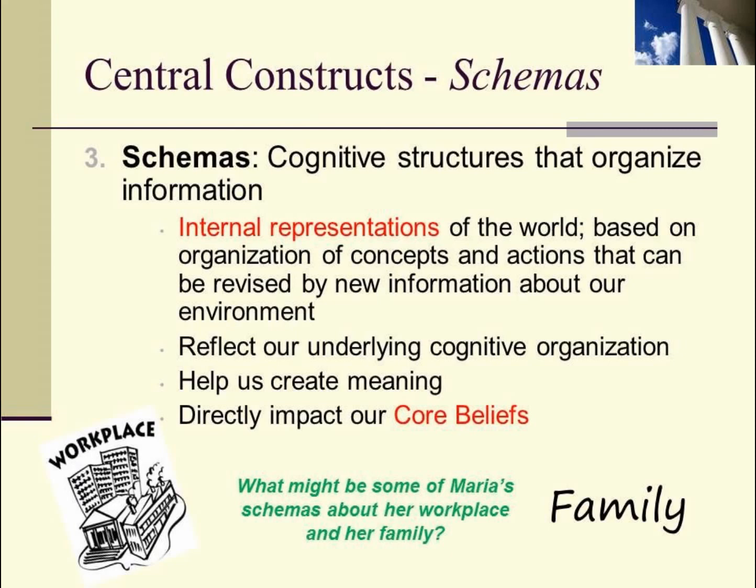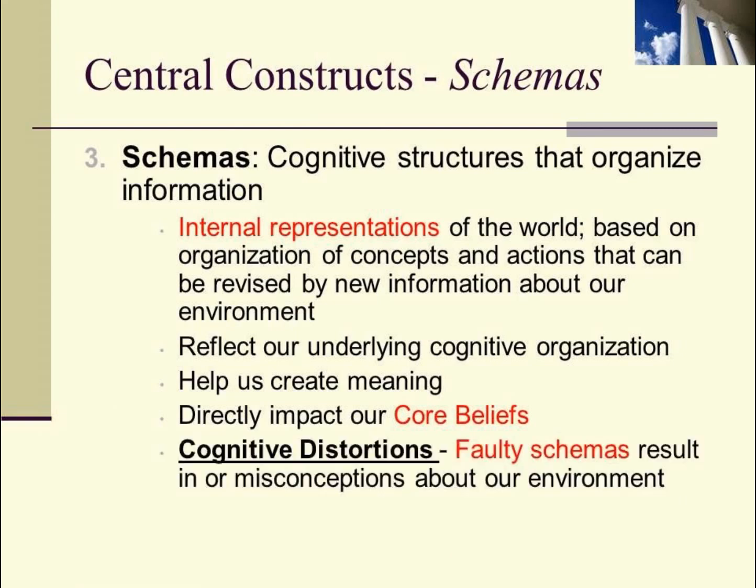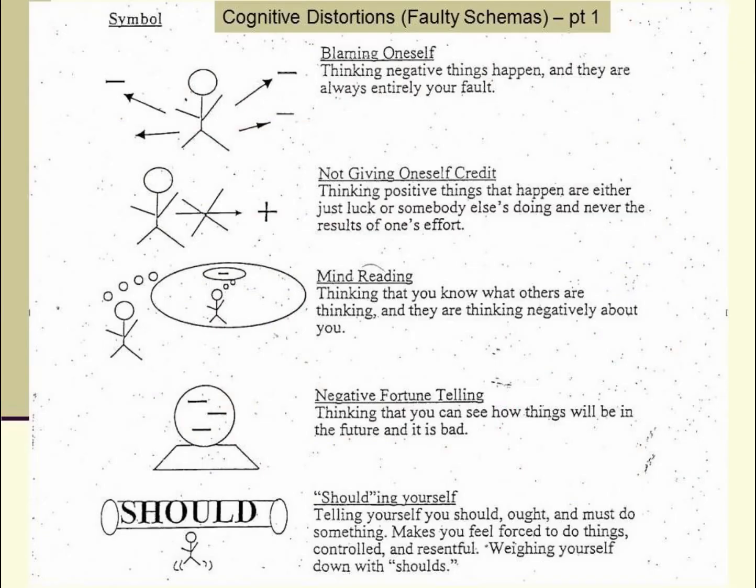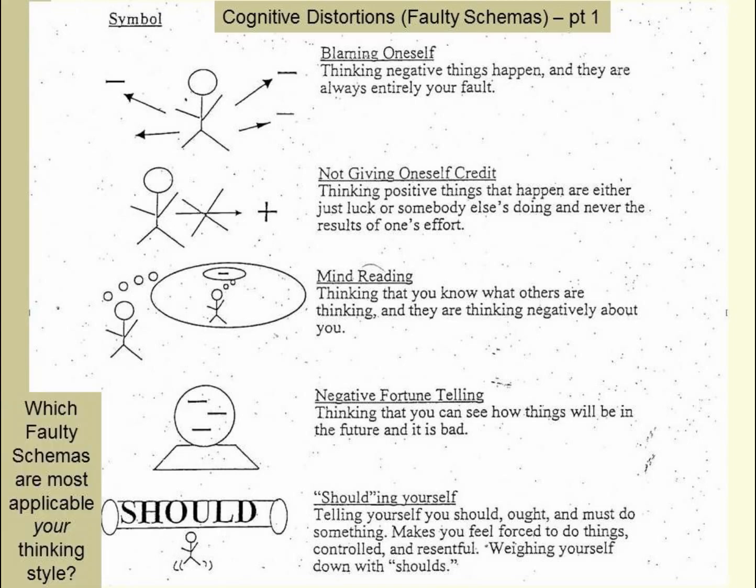Let's take this one step further and discuss faulty schemas, which are also called cognitive distortions or misconceptions about our environment. Here is a cognitive distortions, faulty schemas handout which you'll receive in class and can also be downloaded in the doc sharing folder under resources in Sakai. Which are most applicable to your thinking style?